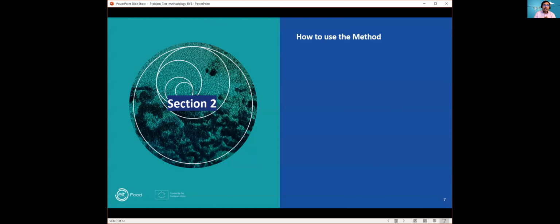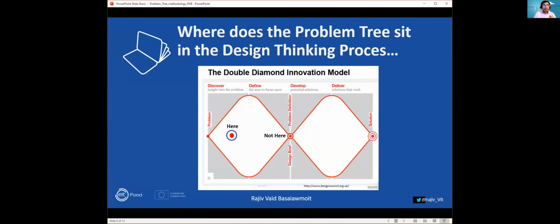And now we're going to see how we use the method, right? So how are you going to apply this for your particular problem of interest? First of all, it's very important to understand where the problem tree sits in the design thinking process you're going through, right? If we define this process here, you start with the problem and you end with the solution in the end. There is a space here where you have to get with the problem definition. The problem tree actually lies in the early phase of the problem exploration and not here where you are defining the problem. So that's very important to understand.